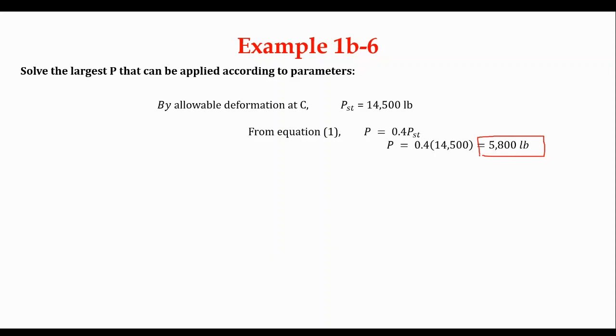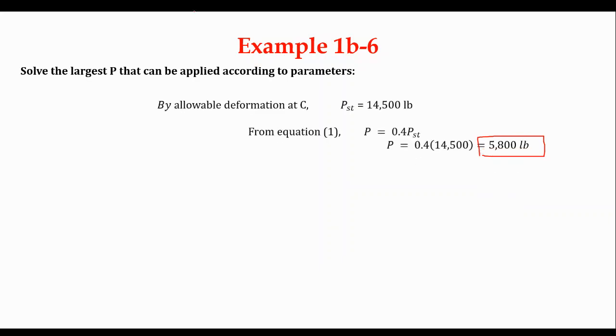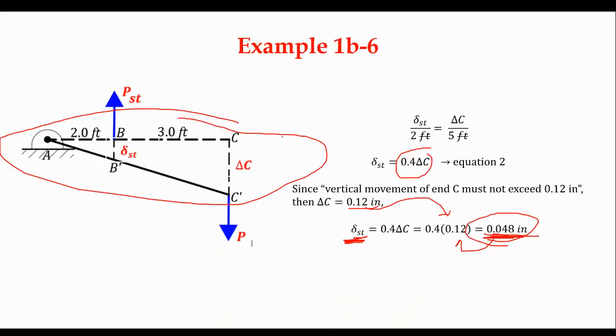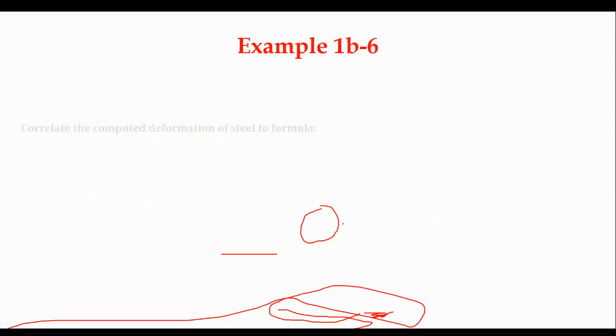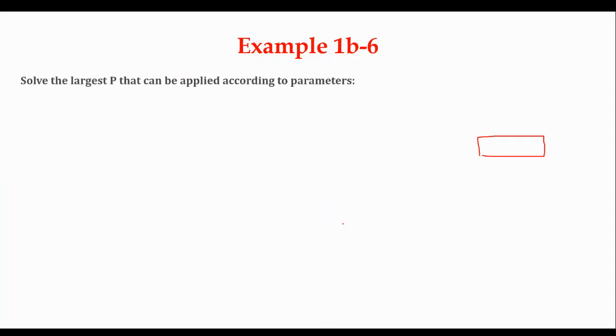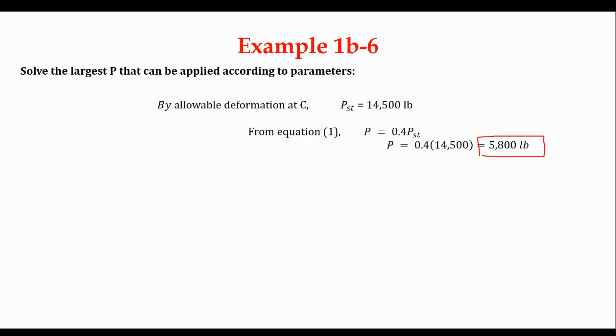But it is at least according to this parameter. Kasi nag-dictate na 5,800 pounds lang si P. Ang nag-dictate is kaning 0.4, 0.12 na delta C. Tungod aning delta C na 0.12, nakuha nimo si force sa steel, ultimately nakuha nimo ang P. But this is just according to the vertical displacement of C.